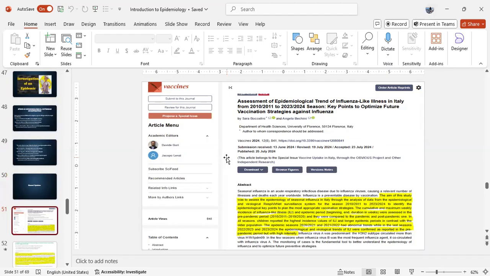The aim of this study was to assess the epidemiology of seasonal influenza in Italy through the analysis of data from the epidemiological and virological RespiVirNet surveillance system for the season 2010-11 to 2023-24 to identify the epidemiological key points to plan the most appropriate vaccination strategy. The cumulative and maximum weekly incidence of influenza-like illness and epidemic period, beginning and duration in weeks, were assessed in the pre-pandemic period 2010-11 to 2019-20, and they were compared to the pandemic and post-pandemic one.